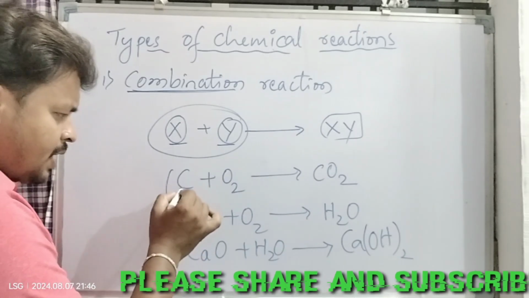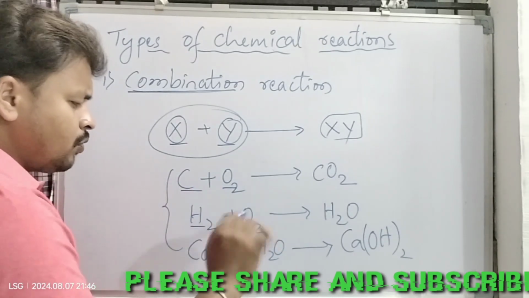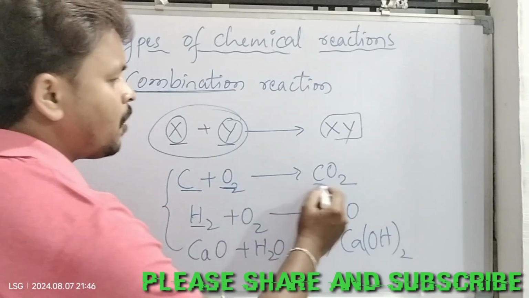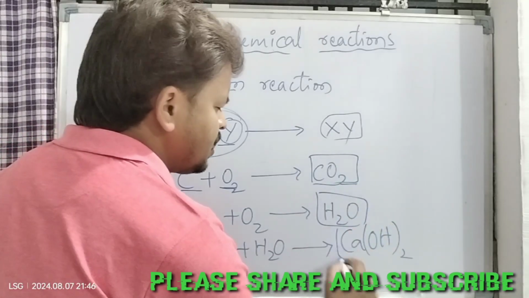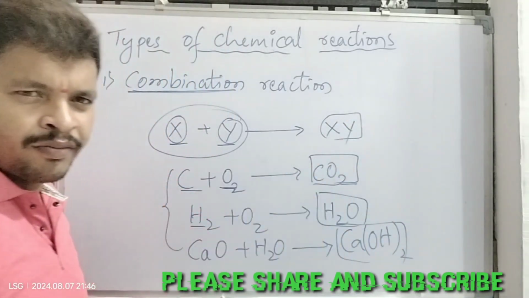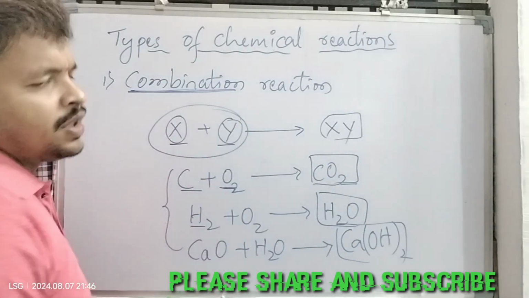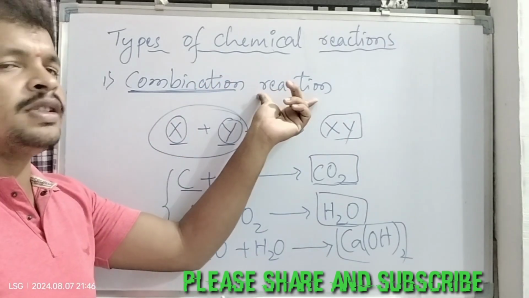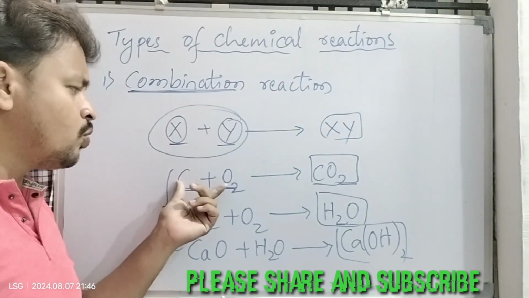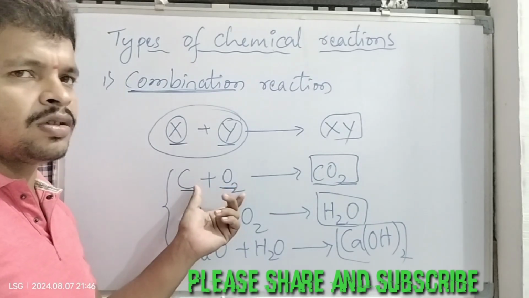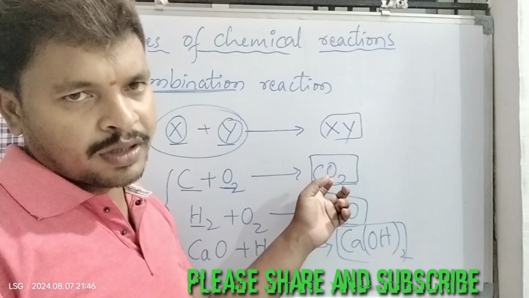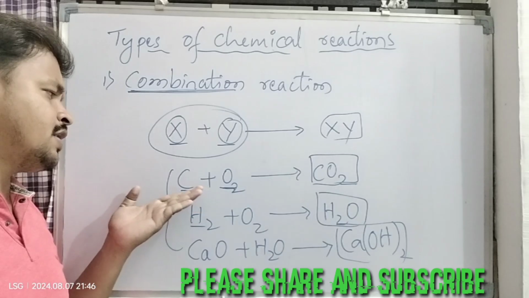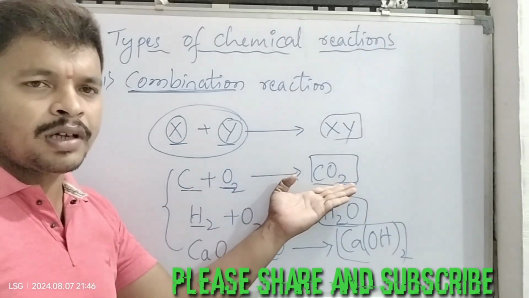These are examples of combination reactions. In these reactions 2 or more substances, the reactants, react with each other to form a single product. We are seeing a single product here. This is called a combination reaction. So how to write the definition? Combination reaction is the type of chemical reaction in which 2 or more substances react or combine with each other to form a single product. Hope you have understood. Easy examples you can write: carbon reacts with oxygen to form carbon dioxide.